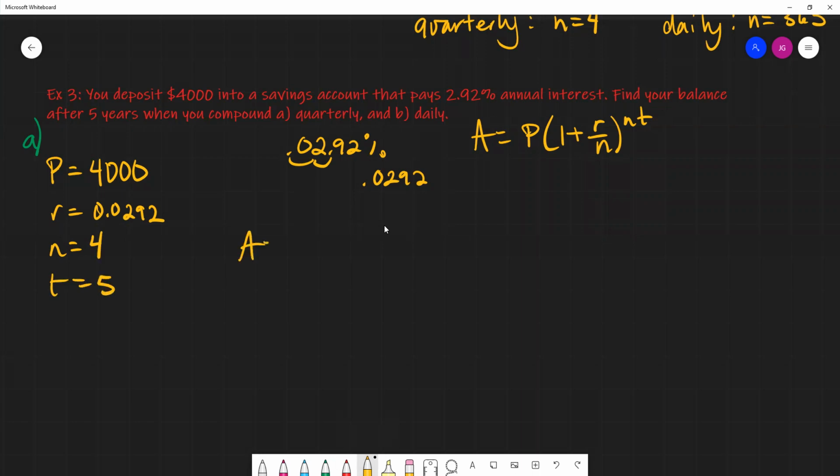Okay, so A is equal to 4,000 times 1 plus 0.0292 over 4, to the 4 times 5 power. Okay, there is the setup. You'll need your calculator to find the answer, okay? And so let's put it in decimals, okay? You can use your own calculator as well, but here, since I already have it open, I'm just going to use Desmos.